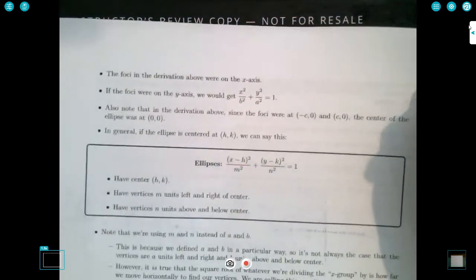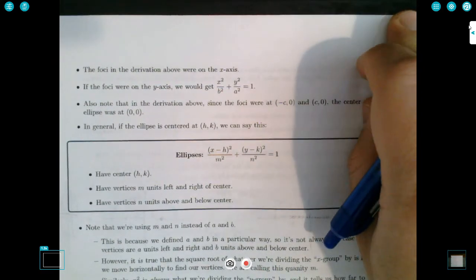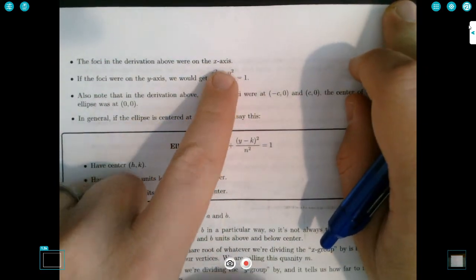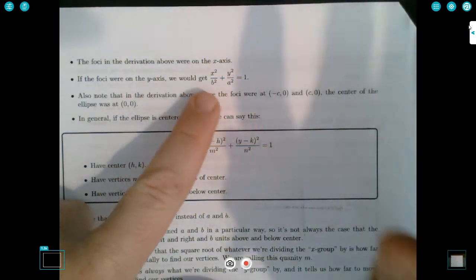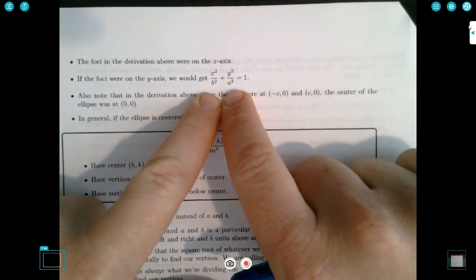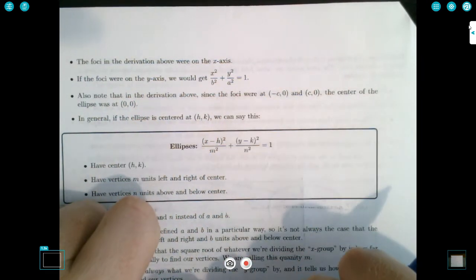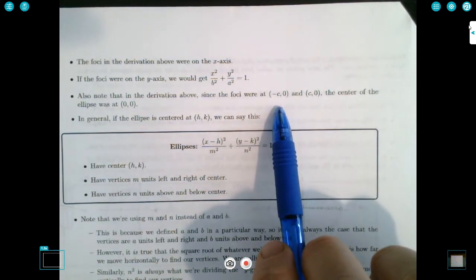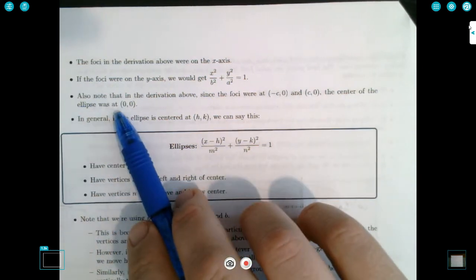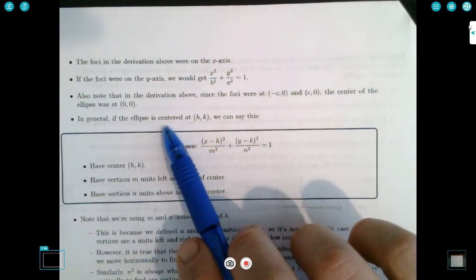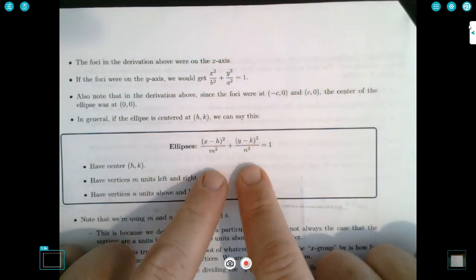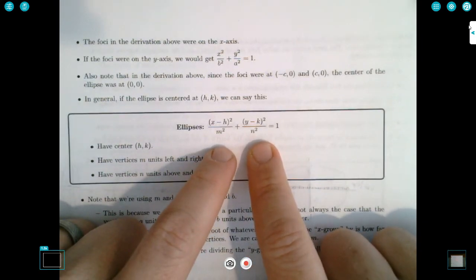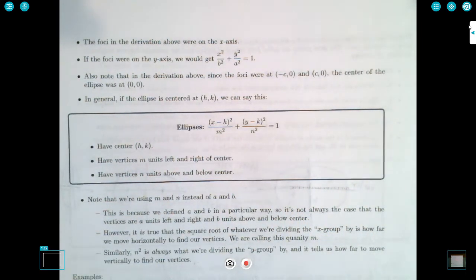All right. The foci in the derivation above were on the x-axis. If the foci were on the y-axis, then you would get x squared over b squared plus y squared over a squared equals 1. Also note that since the foci were at (negative c, 0) and (c, 0), the center of the ellipse was at (0, 0). In general, if the ellipse were centered at (h, k), an ellipse would be of the form (x minus h) squared over m squared plus (y minus k) squared over n squared equals 1.